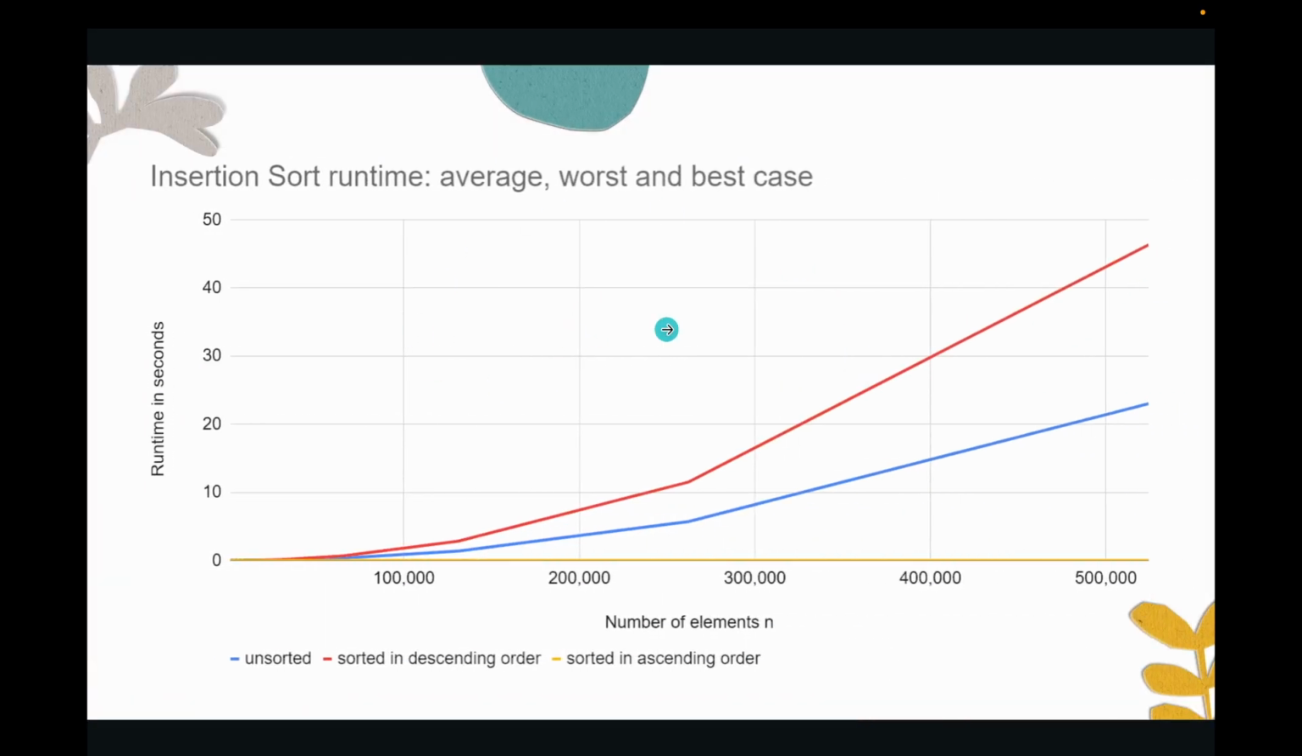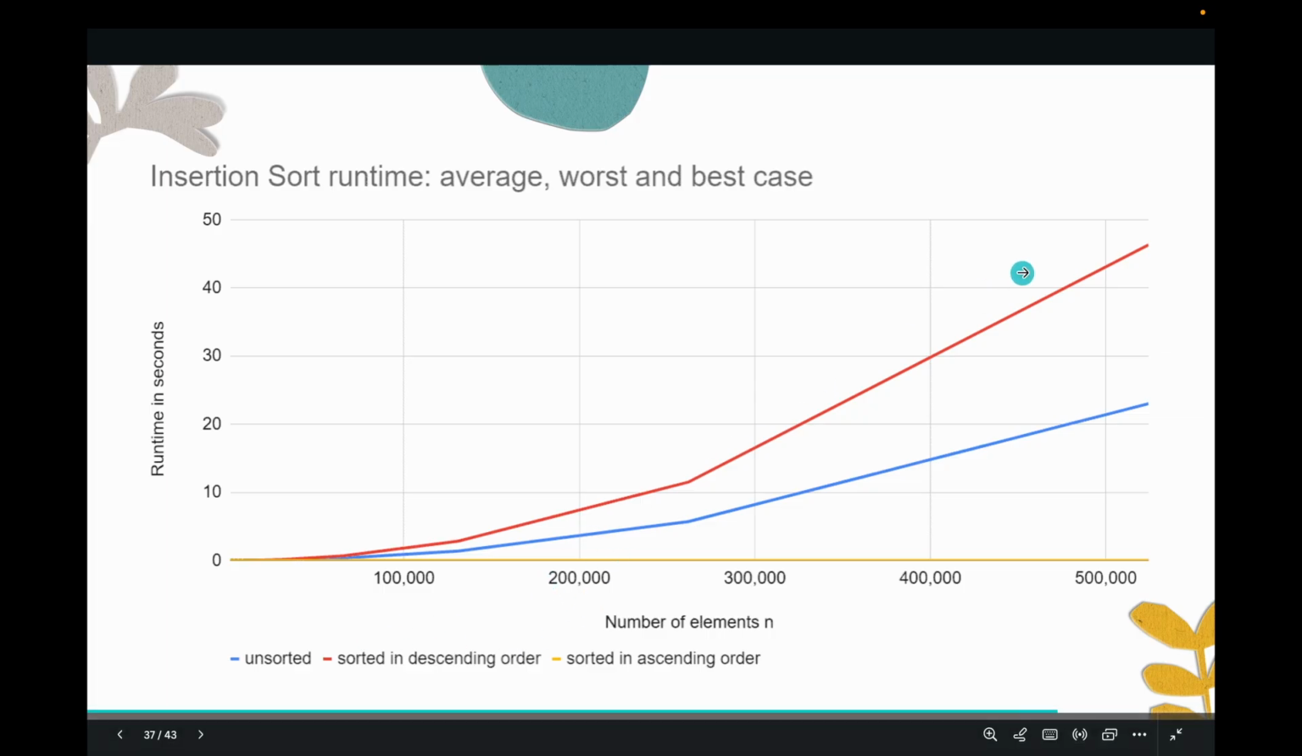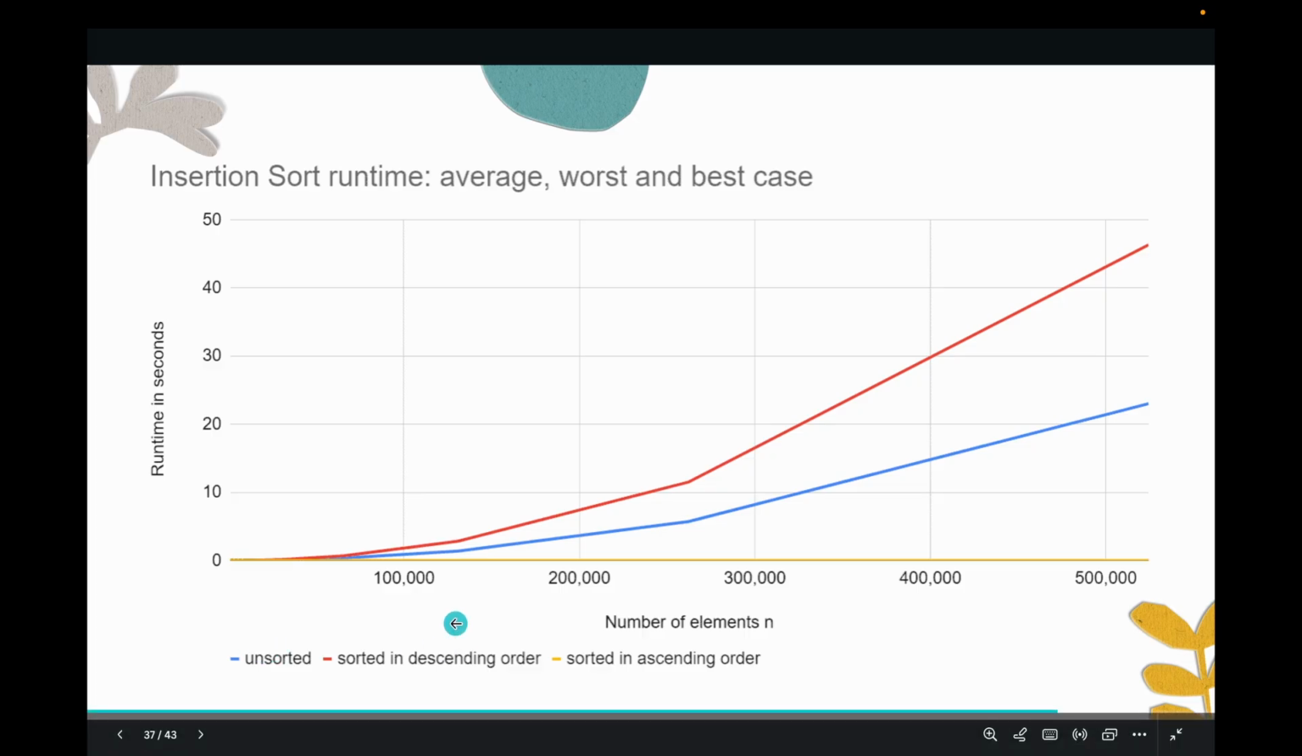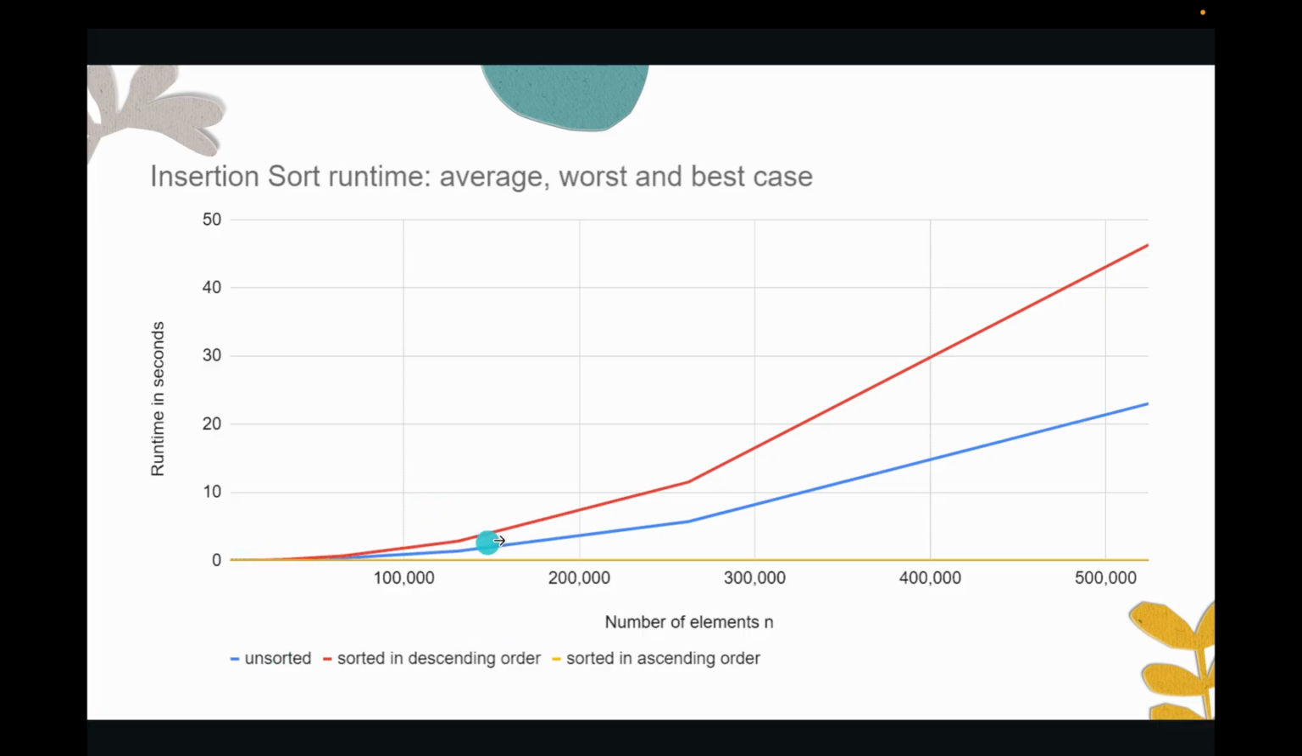You can also understand this with the graph here. As you can see, the unsorted part, which is the green part, is taking less time than sorted in descending order, and more time than sorted in ascending order. Sorted in ascending order is the best case scenario here, and it's taking 0 runtime in seconds, and the sorted in descending order, which is the reverse part, is taking much more runtime than both of these.